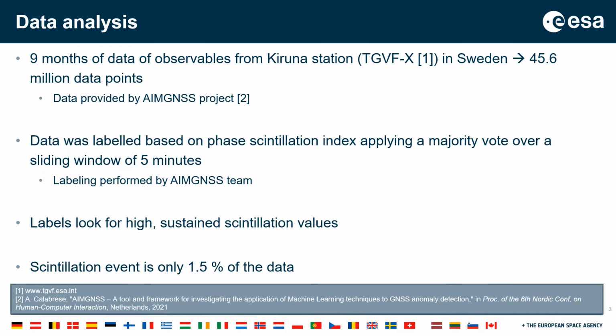To put it plainly, the labels look for high sustained scintillation values. So it would label an event if it has high sustained values, and that was likely an event that would cause high inaccuracies or loss of lock. And then you have the non-events, which would be the calm, quiet times. And we saw that the scintillation events are only about 1.5% of the data.